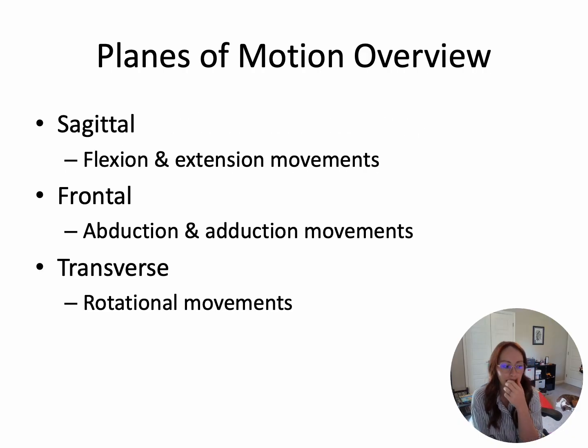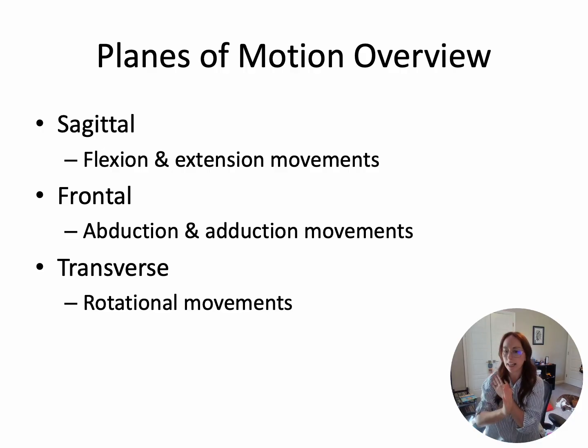And then we have planes of motion here. So we have 3 different planes of motion. So sagittal, frontal, and transverse. The sagittal plane of motion is the plane where you see extension and flexion movements. So for example, with the shoulder joint, to be able to flex the shoulder joint, you're raising the arm up, and then to extend it, raising it down and back. So that is the sagittal plane.